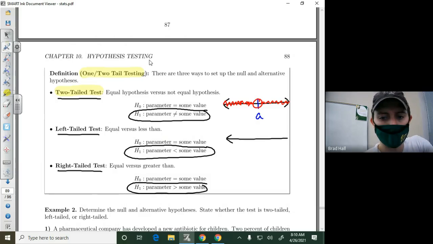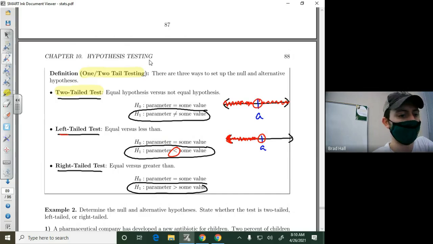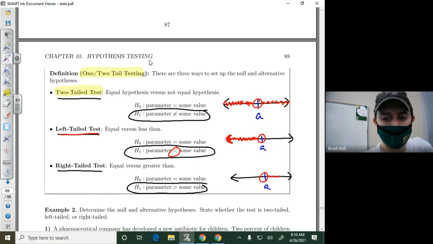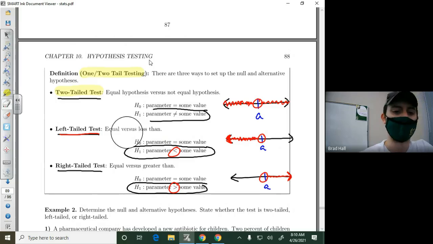What about this one? If the parameter is less than some value, then it's to the left, which is a left-tailed test. Same thing with the right, but on the other side. Because here the inequality is a greater than symbol. So if you're greater than, then you're to the right. So this is another way you can think about some of these associations.